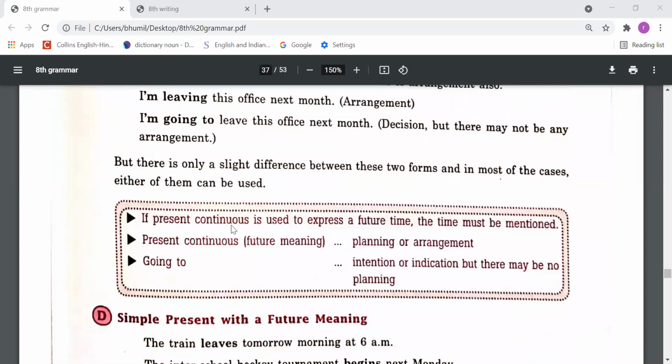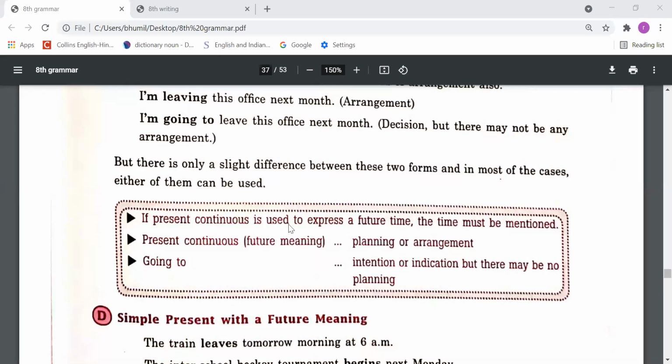But there is only a slight difference between these two forms, and in most of these cases, either of them can be used. But dear students, we need to understand that a very slight difference is there. Sometimes it happens that either of them can be used.